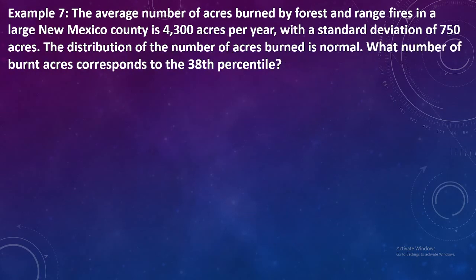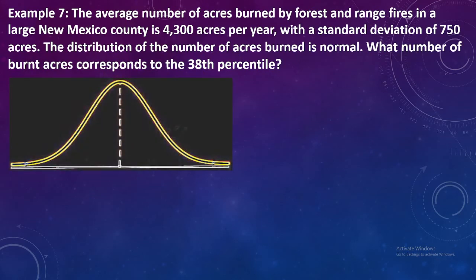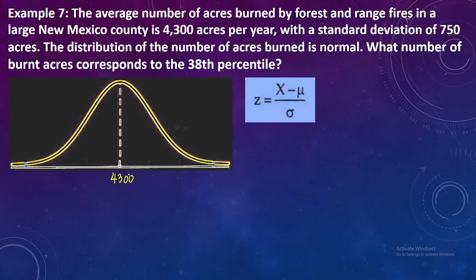Let's go to the last problem. Problem number 7. So the same problem, we have a mean of 4,300 and our formula. So we have our x, our population mean, our standard deviation. The population mean is 4,300. The standard deviation is 750.